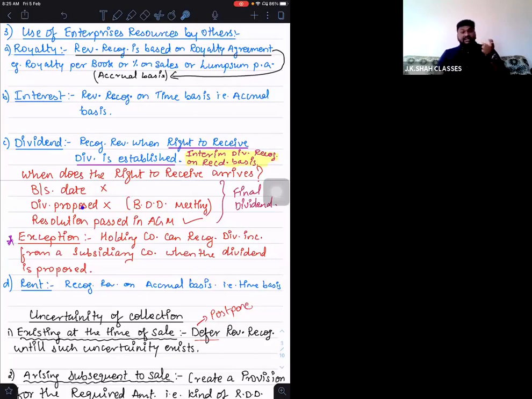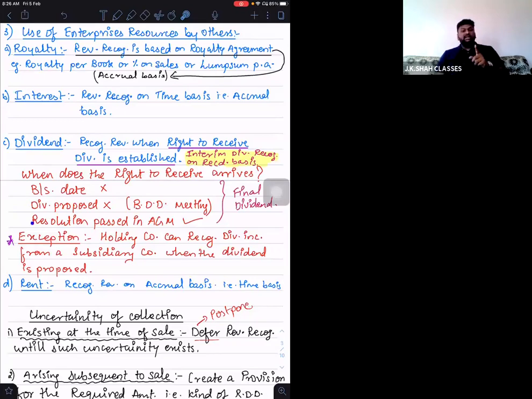No. When the dividend is proposed by the board of directors in the board meeting? No. Sir, you actually get the right when the resolution is passed in the AGM. That is when the dividend is declared in the AGM. So when in the annual general meeting Mukesh Ambani declares that Reliance is going to give you 50% dividend or 100% dividend, you can say that I am now established to receive the dividend. At that time, you can record the revenue from dividend, right? So the right to receive does not arise on the balance sheet date. It does not arise when the dividend is proposed by the BOD or in the BOD meeting.